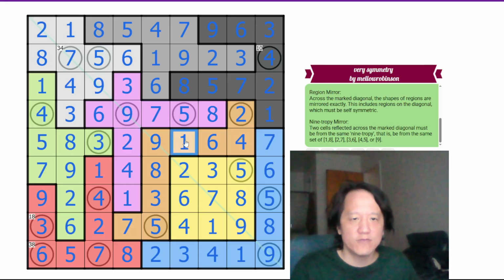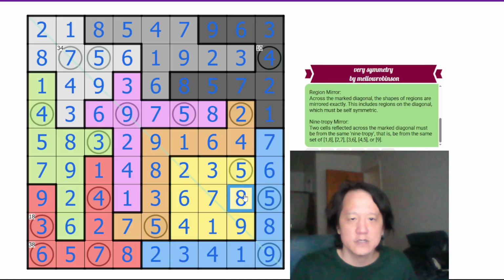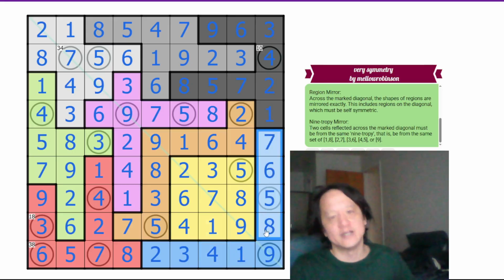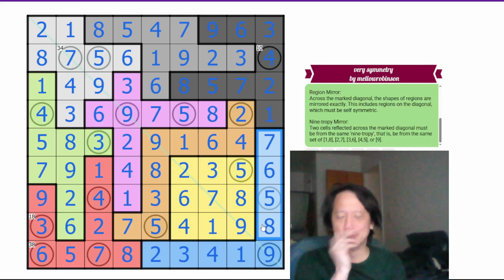Row 5, 1, 8, 6, 3, 4, 5, 7, 2. 6, 3, 5, 4, 3, 6. 8, 1, 5, 4. 8, 1. All match. Interesting. Very, very interesting rule set.